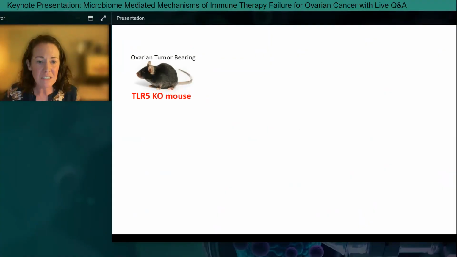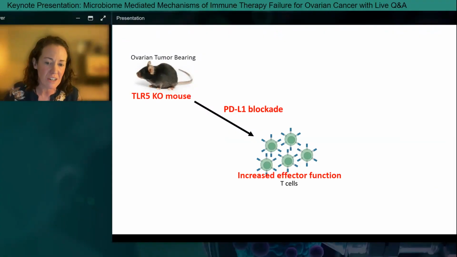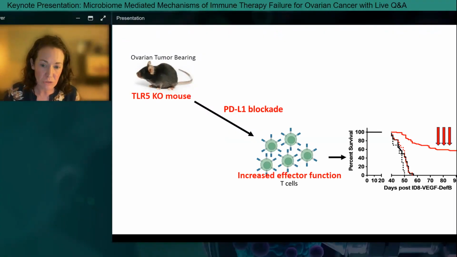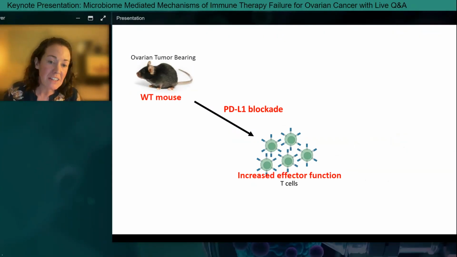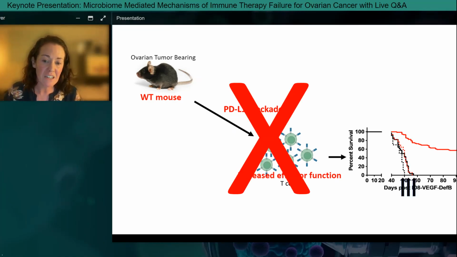And so our data thus far indicate that TLR5 deficient animals during immune checkpoint blockade have T cells with increased effector function. And this is leading to an improved survival outcome. On the other hand, wild-type animals do not see that benefit during immune checkpoint blockade. Thus, they're not receiving a benefit similar to what we're finding in our TLR5 deficient animals. And so we wanted to understand the mechanism of action of this.